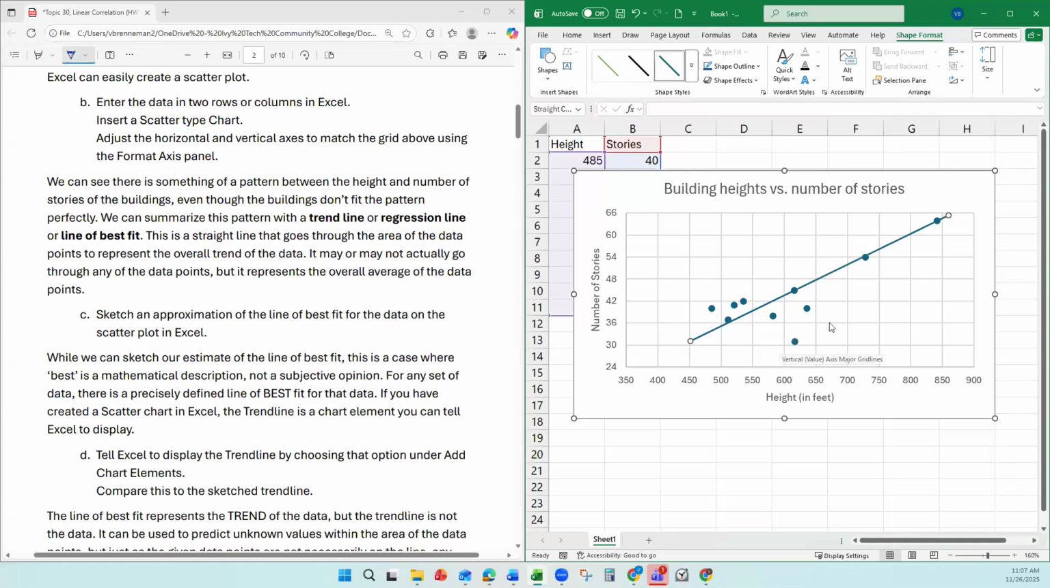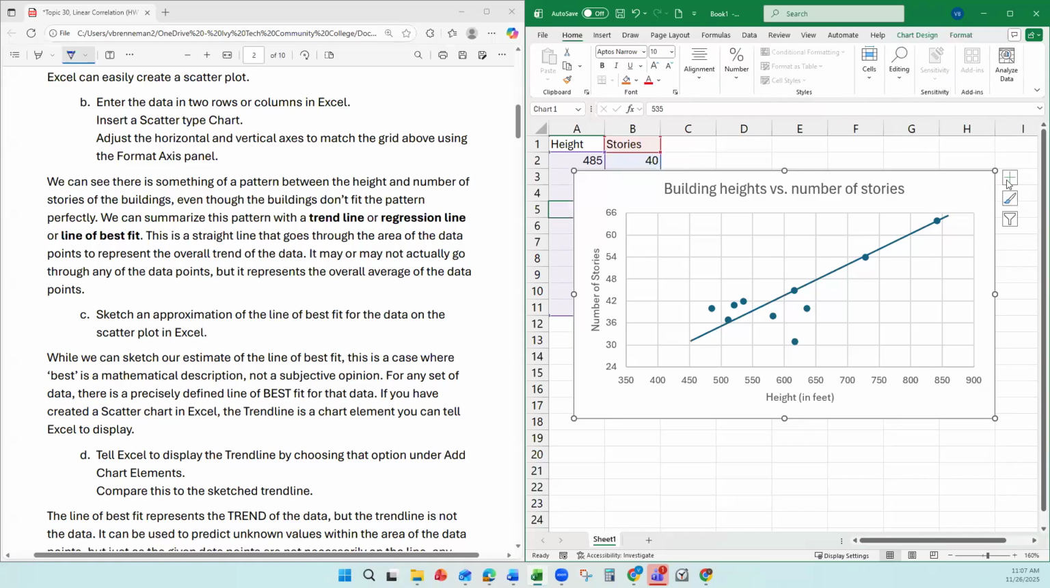So I can do that by hand, kind of eyeball it, but the actual line of best fit isn't a subjective opinion thing. There are calculations that can be done with each of those data values. So 10 buildings, 20 data values with the height and the stories of each, all put into a calculation to find the M, and all put into a calculation to find the B for the y equals mx plus b linear equation for the line of best fit. So Excel has already done that. I just have to get it to show me that.